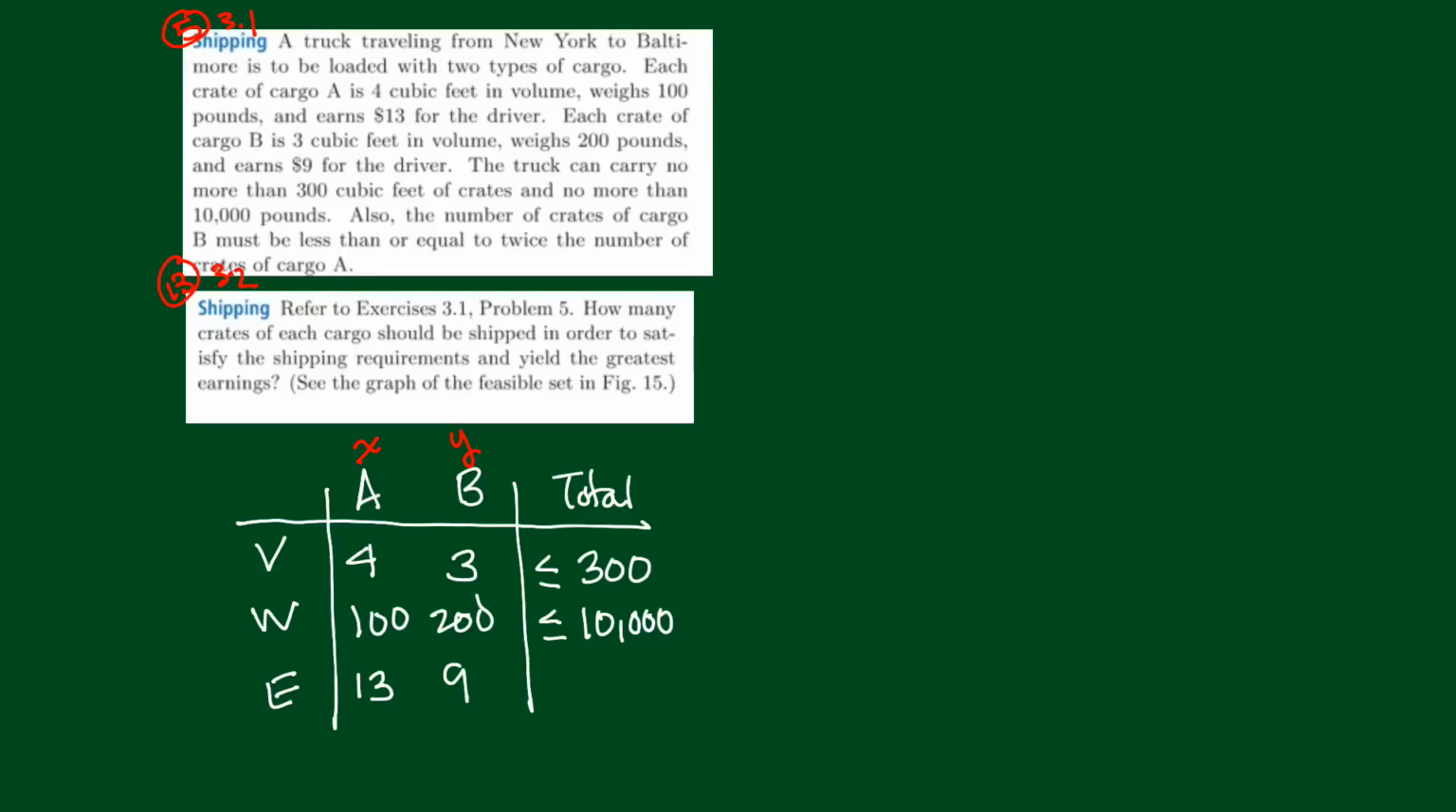Now, what I'm looking to do here is, see down here at the bottom, it says this: how many crates of each? So X will be the number of crates of A, and Y will be the number of crates of B. How many crates of each type, A and B, should be ordered to satisfy these requirements, but yet yield the greatest earnings? So here are the earnings. What we want to do is maximize that, right? Maximize this number right here. Get that to be the maximum. So find the values of x and y that make this as big as possible, but they still have to satisfy these constraints.